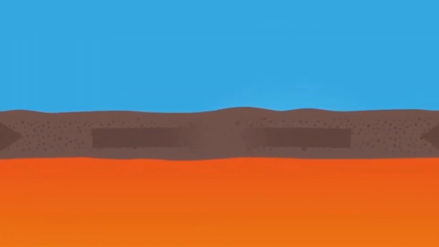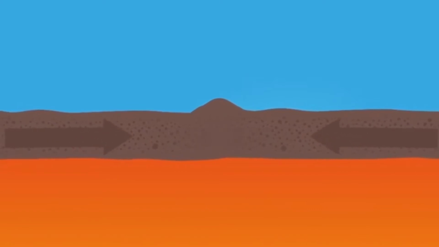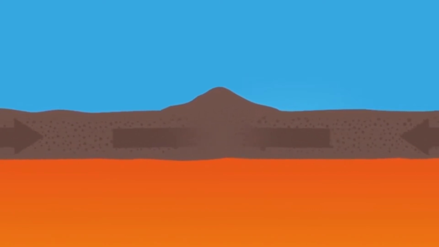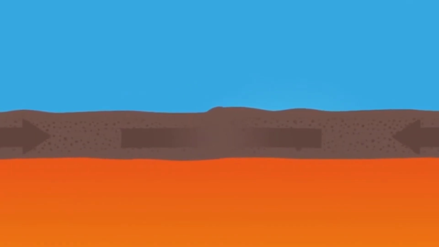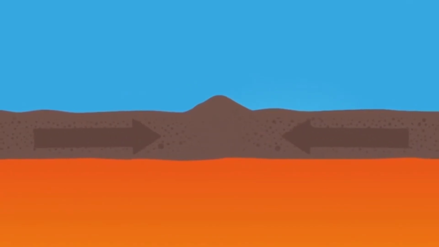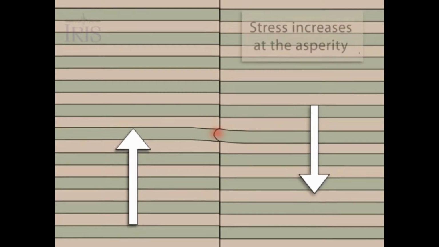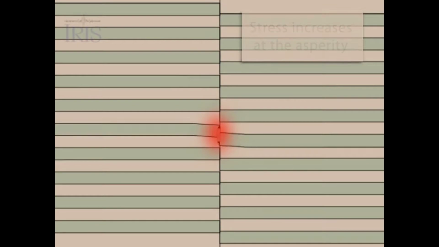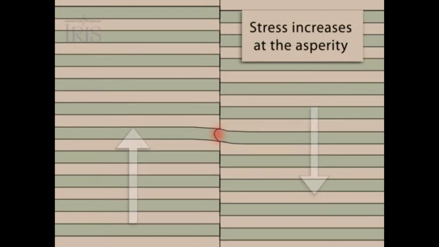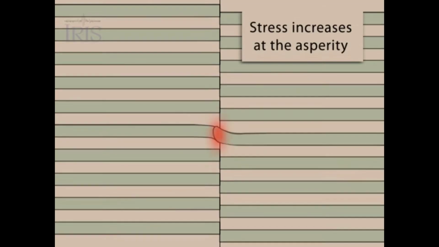Compressional stress happens at convergent plate boundaries where two plates move toward each other. They are literally being compressed into one another. Lastly, the shear stress. Shear stress is experienced at transform boundaries where two plates are sliding past each other horizontally in opposite directions.